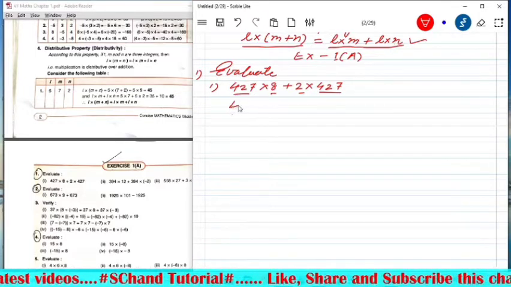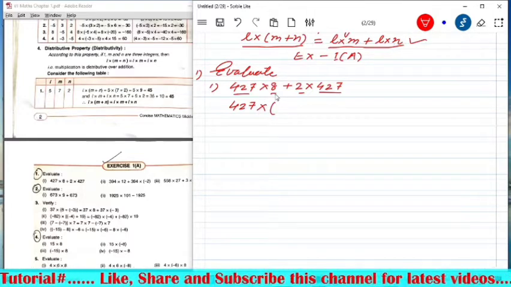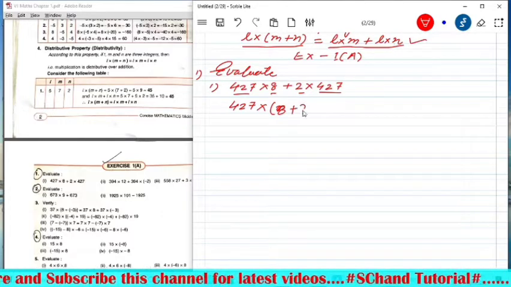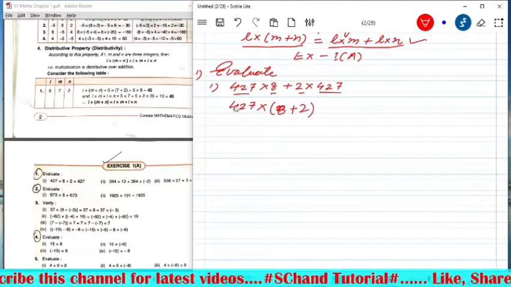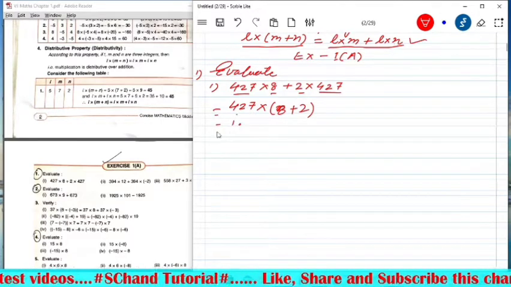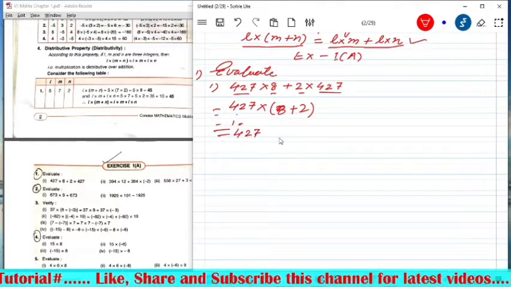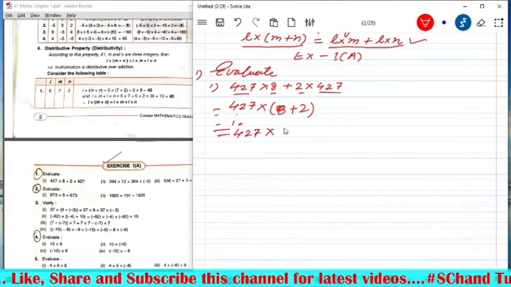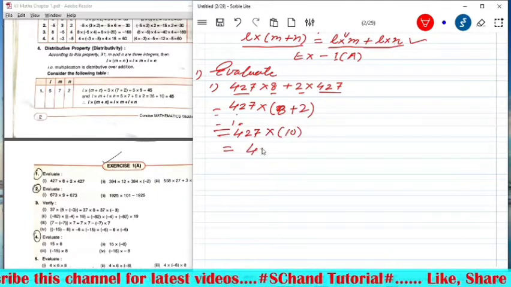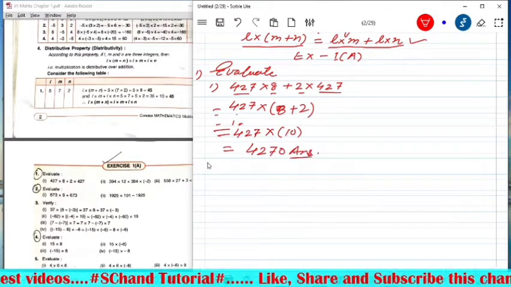So here L is 4 to 7, and this will be multiplied with M. M is 8 plus N is 2. 4 to 7 we have taken here as common, you can say. So this will be 4 to 7 multiply by 10. So 4 to 7 multiply by 10 means 4 to 7 0. Simply 1 0 will come with this.